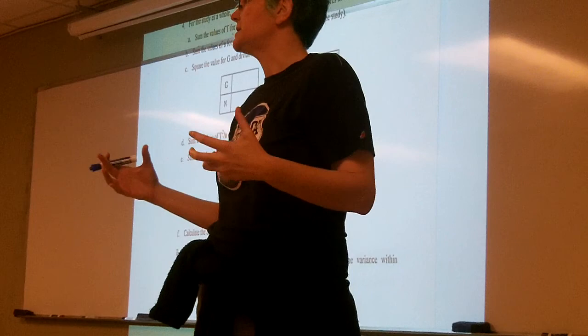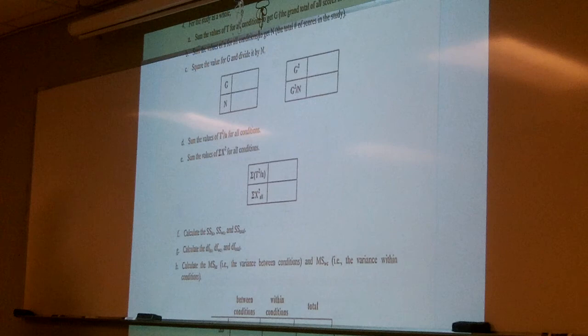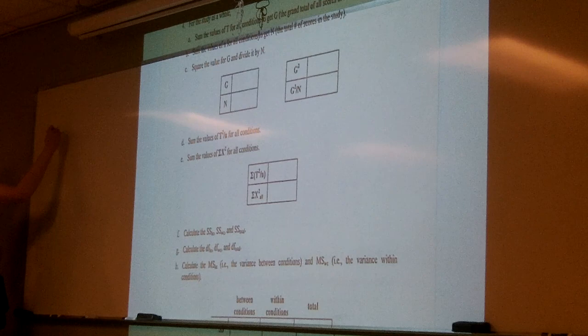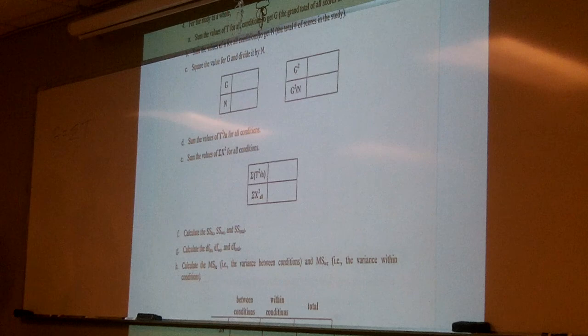So the first value we're going to calculate is G, big G. This symbol stands for grand total, and big G is the sum of T. You add your T's together for all three conditions, or all of your conditions if you have more than three conditions. That will give you your value for G. So what numbers are we adding together to get G today? 30, 45, and 50. So you're adding your T's together to get G.